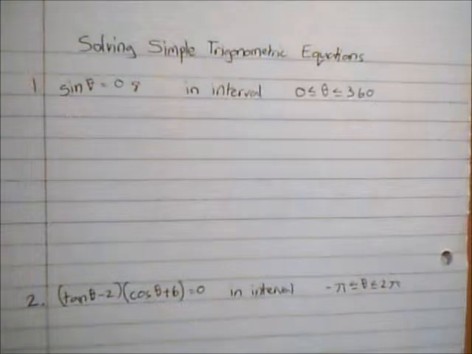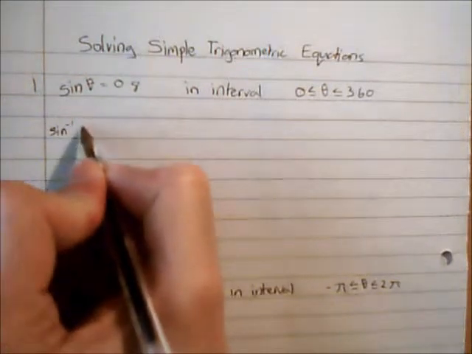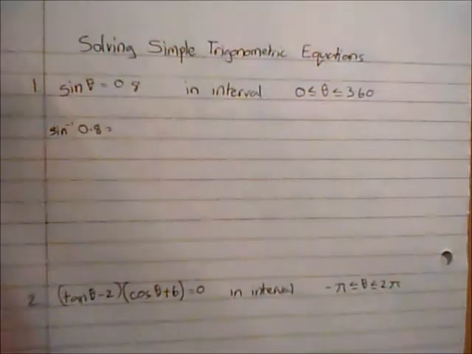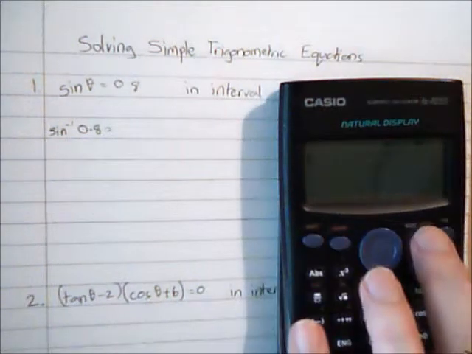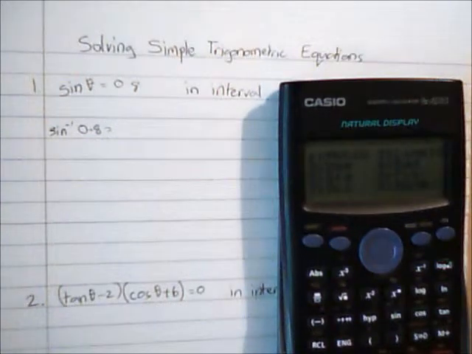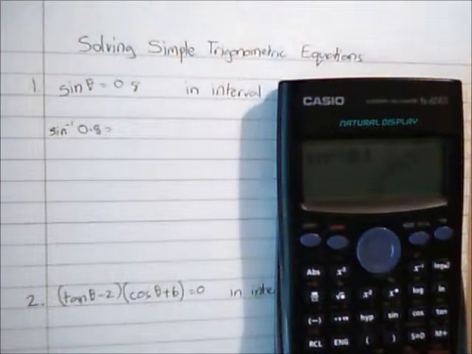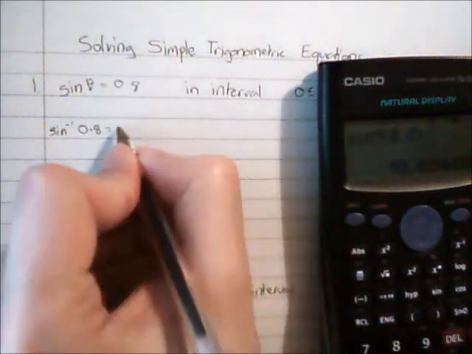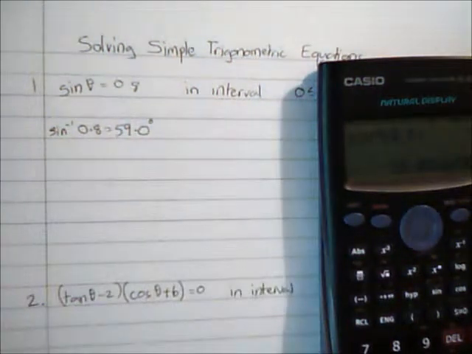and 360 degrees. So I'm going to obtain my first value by doing arc sine of 0.8, and I can do that on my calculator. So just need to make sure that I've got my calculator in degrees mode, and then I can do arc sine of 0.8, and I get here 59.0 if I use it to three significant figures. So there's one solution, but am I going to find any more?